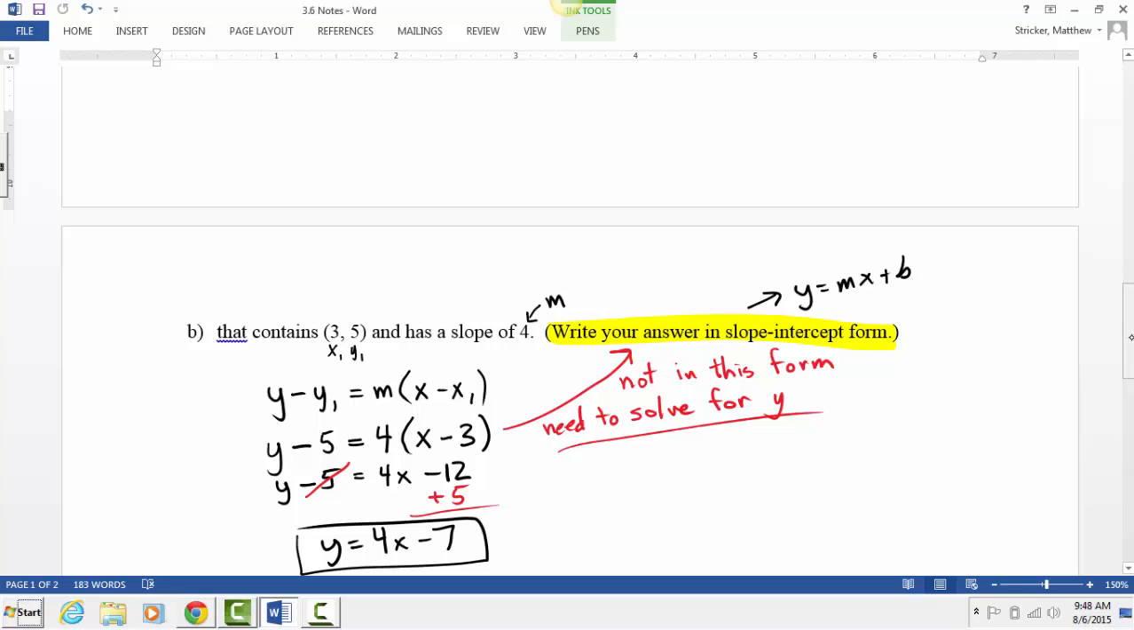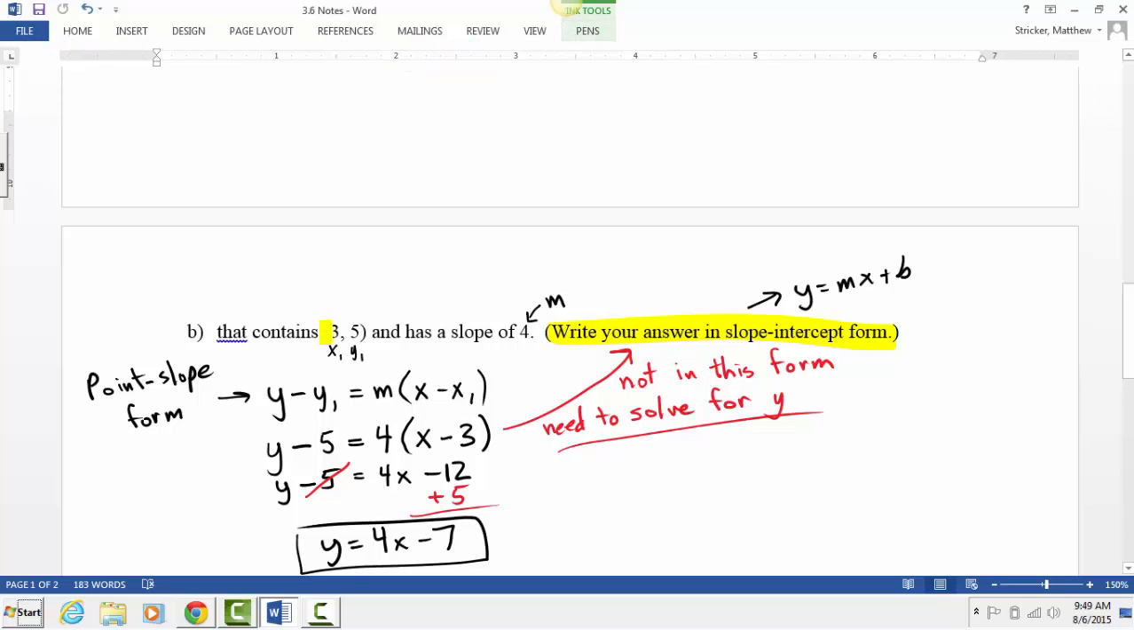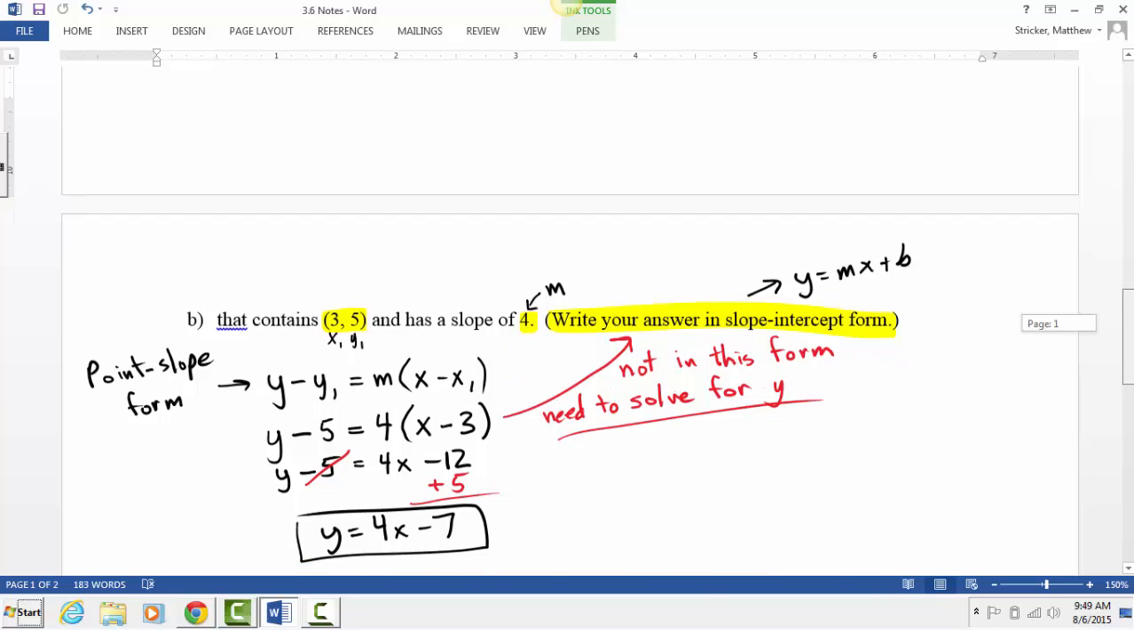Notice that we used point slope form. This is point slope form. And what were we given in the problem? We were given a point and a slope. We were given a point and a slope, hence why it's called point slope form.